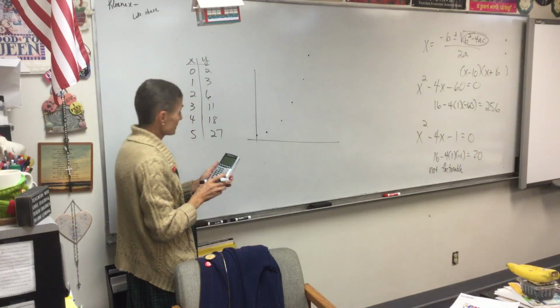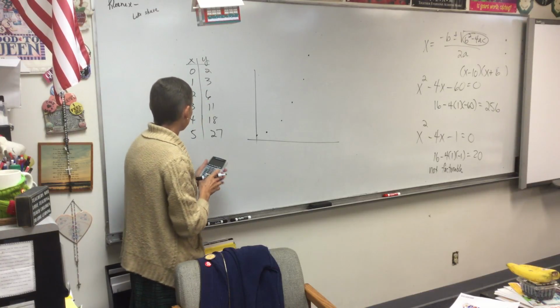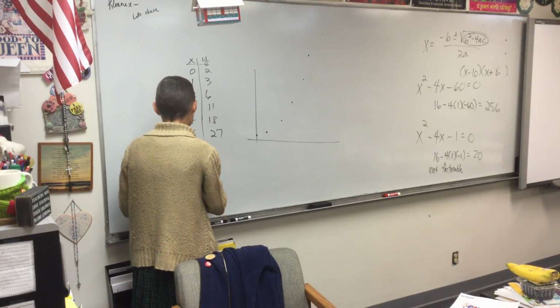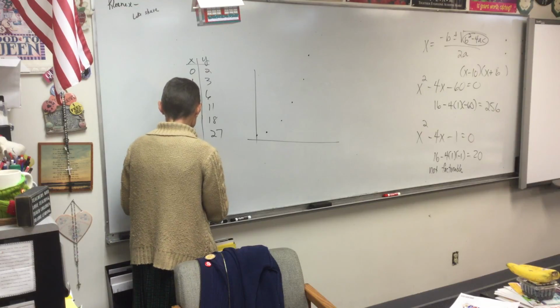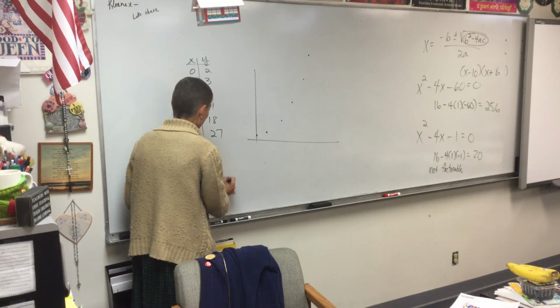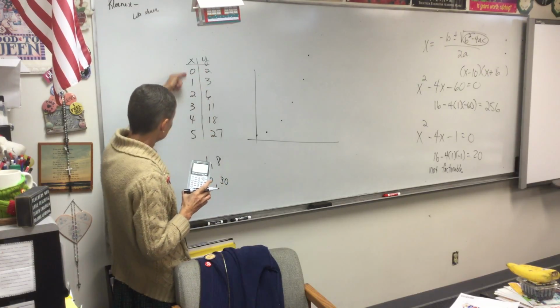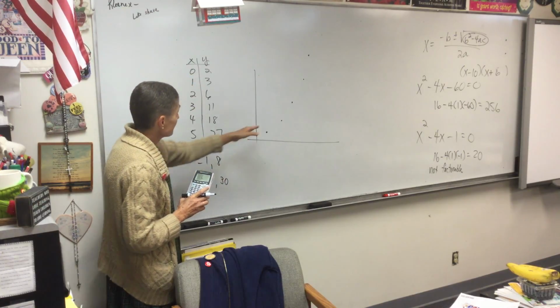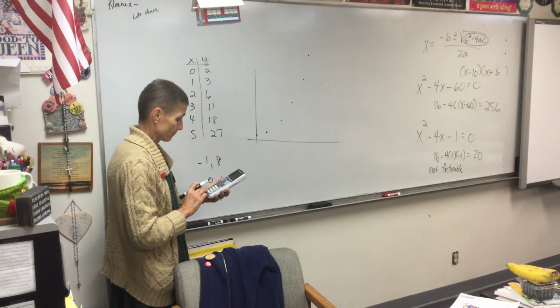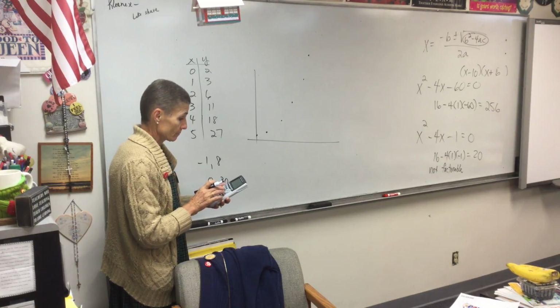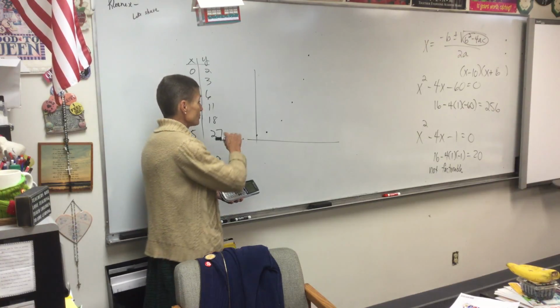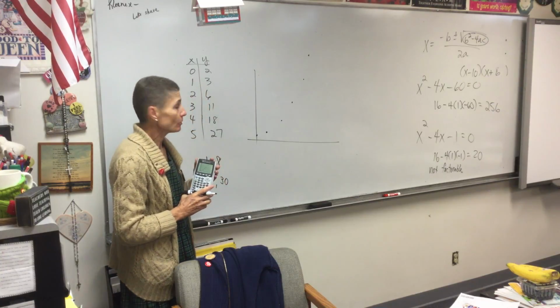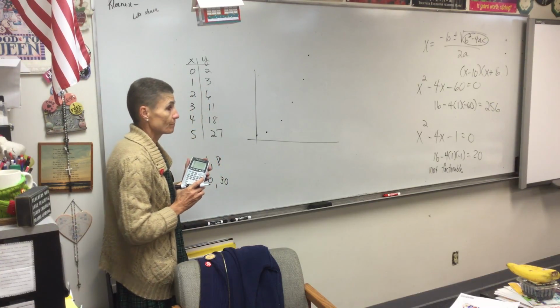And I got something that looked like that. The window that I used was -1 to 8 on the x's and 0 to 30 on the y's, because that took care of all my x's and my y's. And that's the picture I got. Now, what would you say that is? Is that linear or is that quadratic?